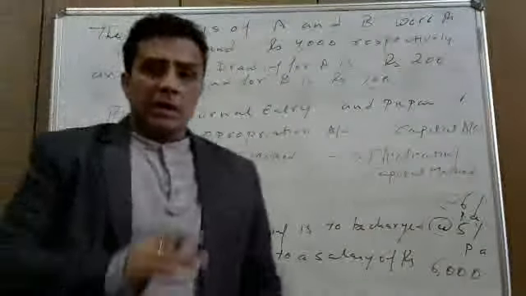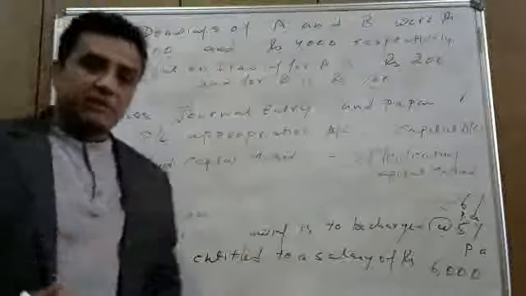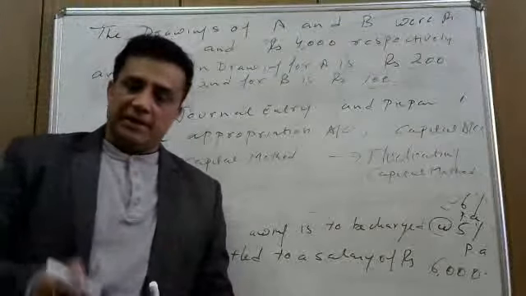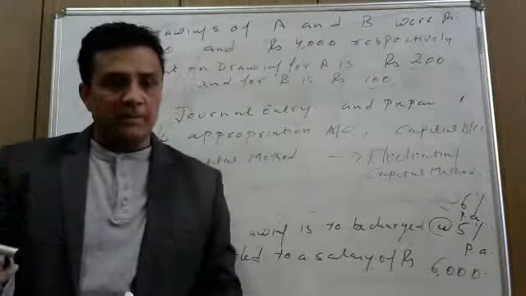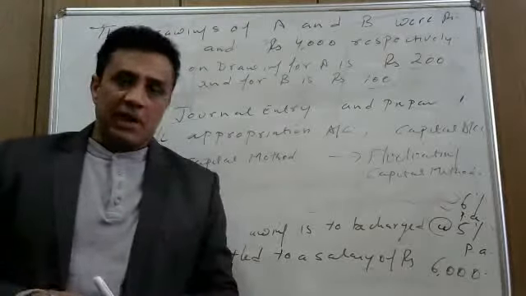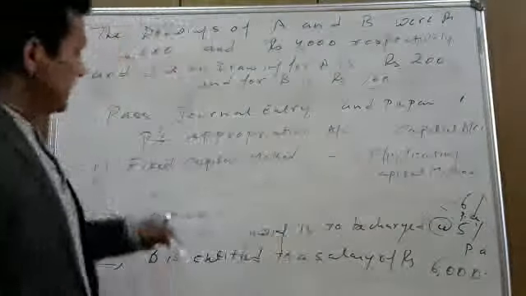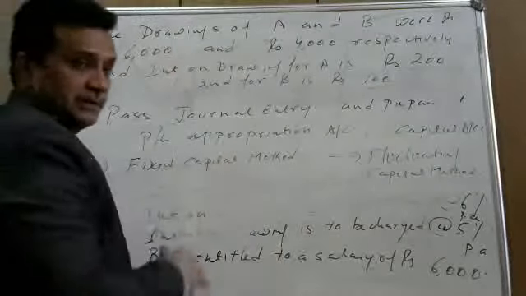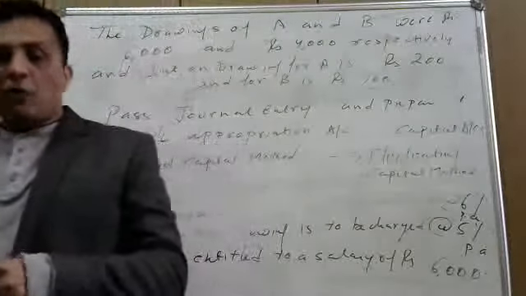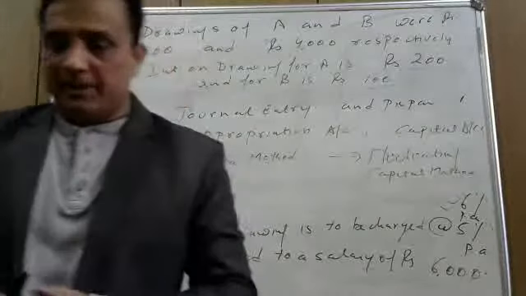That's the question. From this question, you will be able to understand how we prepare the journal entries regarding the fixed capital method and fluctuating capital method, how we pass the ledgers, and how we prepare different capital accounts under these methods. So first, we are doing it under the fixed capital method, and with the journal entry, how we need to pass it.